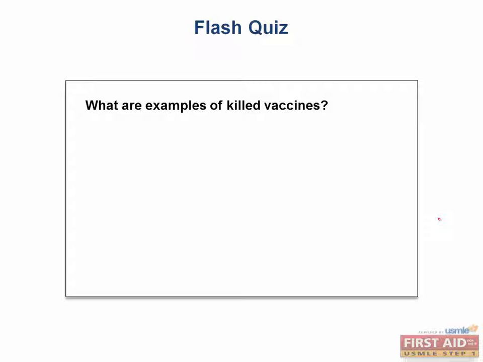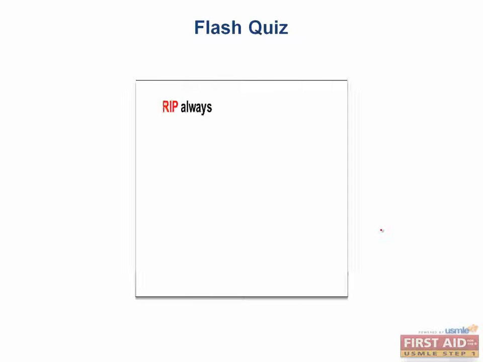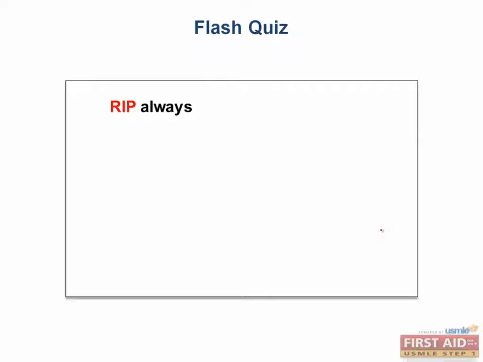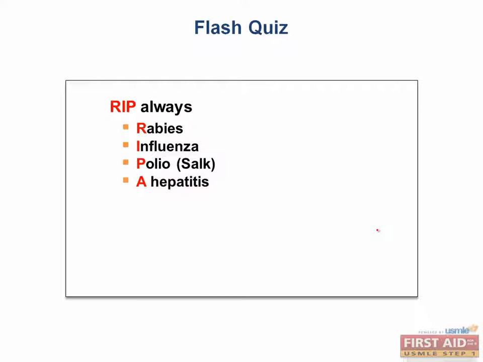All right, it's about that time again for a flash quiz. So, what are examples of killed vaccines? Well, you can remember them with the mnemonic RIP always, because they will stay dead. So they are rabies, influenza, and polio, as well as hepatitis A.